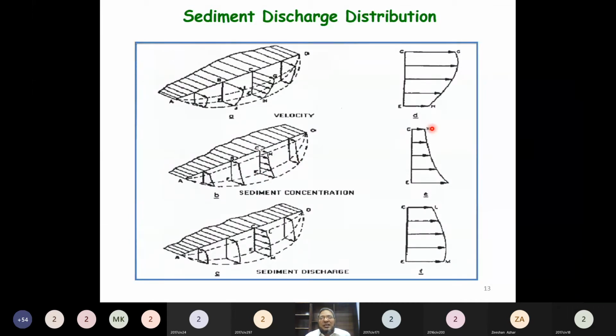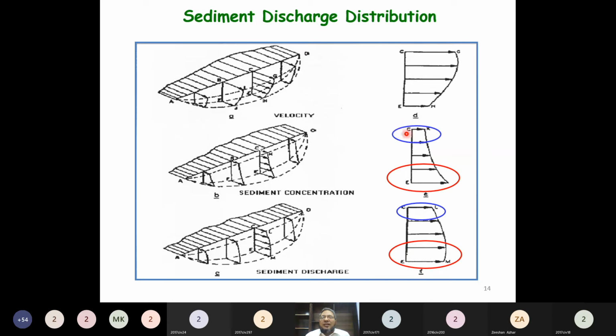So sediment concentration at the top is very less, but at the bottom it is the highest. So how does the sediment concentration take place, and what is basically the sediment discharge? That is the water discharge times sediment concentration, and that distribution is like that. So upper layers of water carry less sediment discharge, but the lower layers carry very high sediment discharge. So the same is explained here.